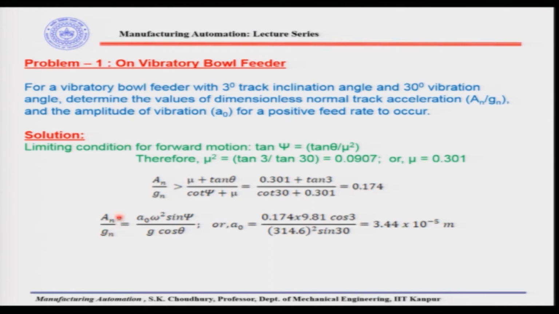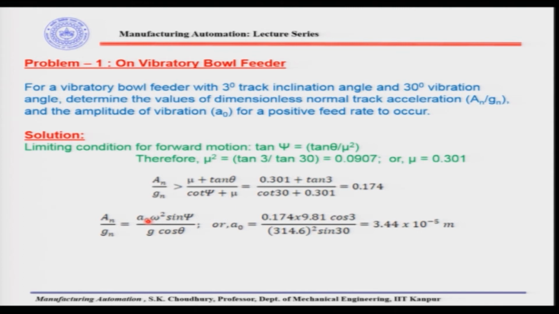So, a n by g n has to be more than that, so that the parts can go up the track. Now, next we have to find the amplitude of vibration. We know that a n by g n can be defined as a 0 omega square sin psi divided by g cos theta. So, from here you can find that a 0 is equal to a n by g n into g cos theta divided by omega square sin psi. So, this is what we are doing.